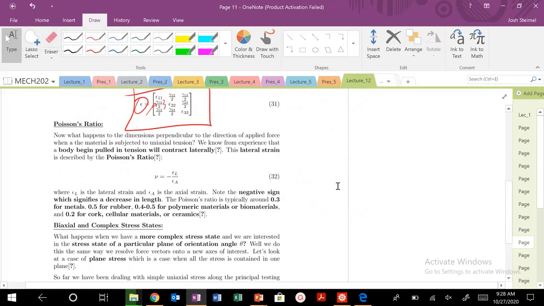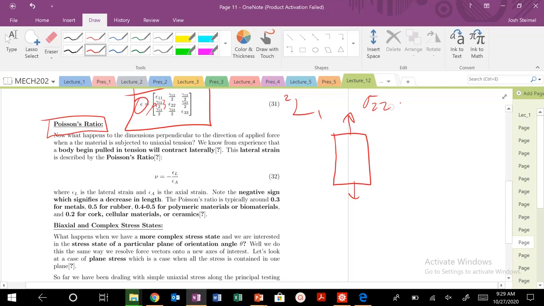Now that you're all stressed and strained out, let's go through a more fun example, which is Poisson's ratio. When I pull my material, this is my initial state. I apply some sigma 2,2, and there's going to be some strain, epsilon 2,2, normal. This is my initial state, so in my final state, what happens?